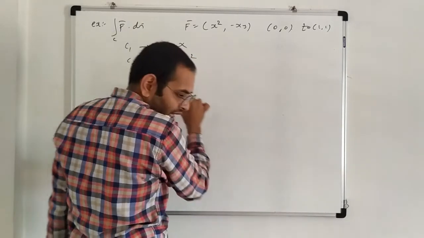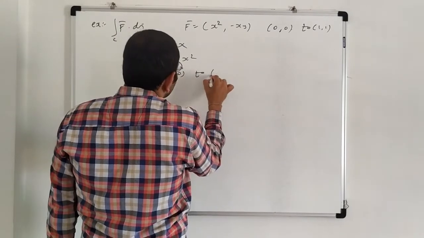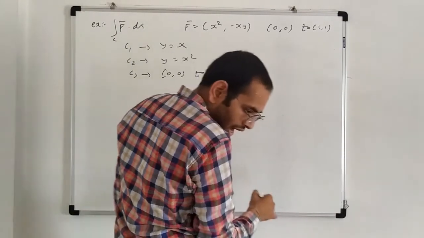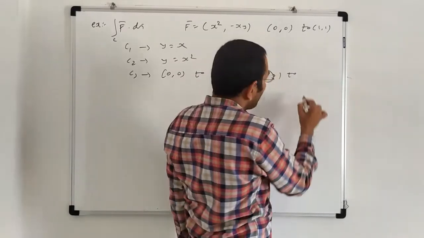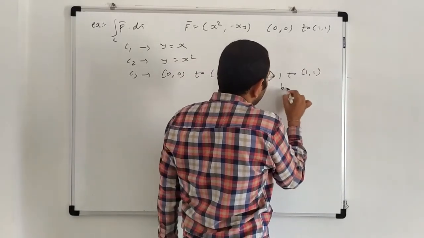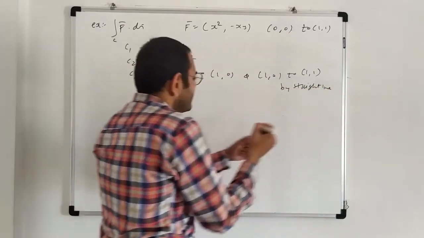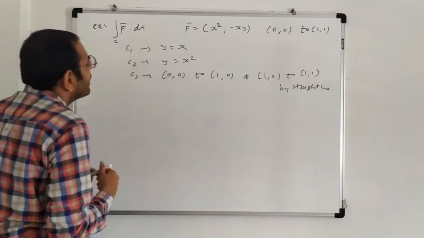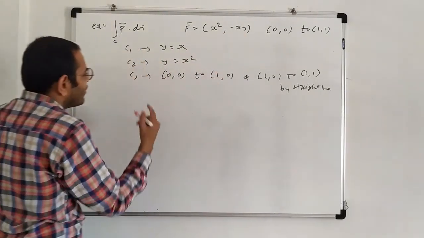and path C3, which is along the straight line (0, 0) to (1, 0) and (1, 0) to (1, 1) by straight line. In this example, here there is a vector x squared i minus xyz.